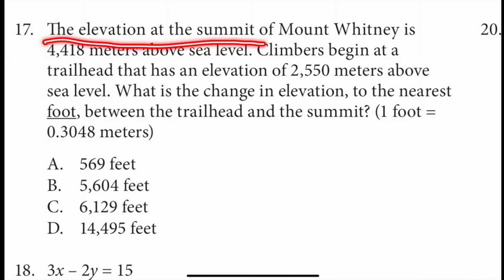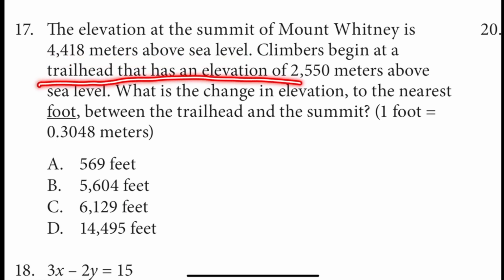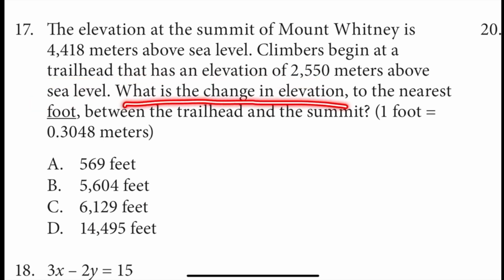17. The elevation of the summit of Mount Whitney is 4,418 meters above sea level. Climbers begin at a trailhead that has an elevation of 2,550 meters above sea level. What is the change in elevation to the nearest foot between the trailhead and the summit?